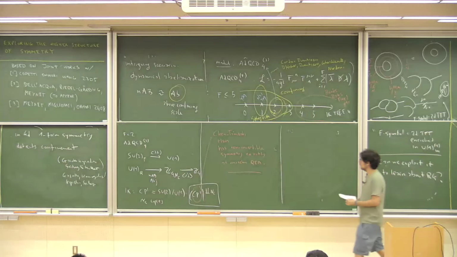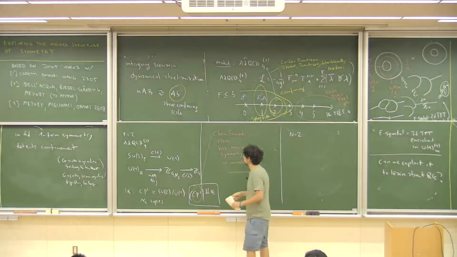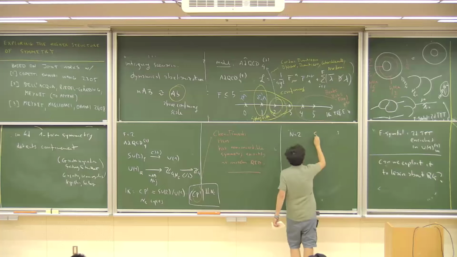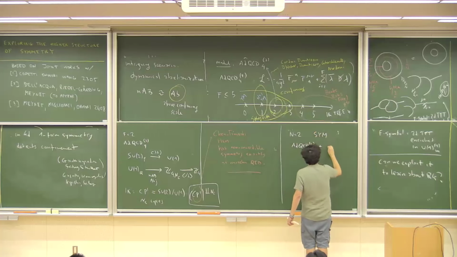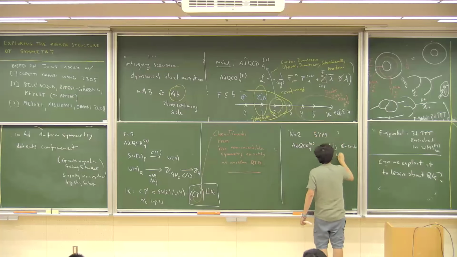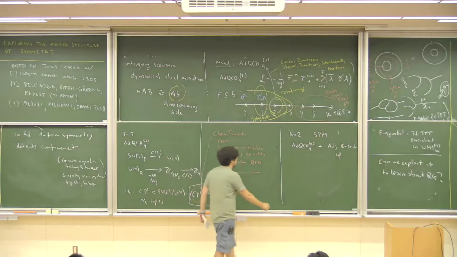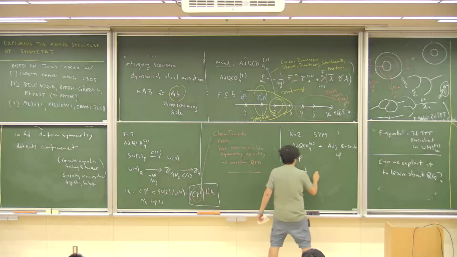So with N equal to 2 Seiberg-Witten, the idea is the following: adjoint QCD has a cousin which is N equal to 2 Super Yang-Mills, which is obtained by taking this adjoint QCD and adding an adjoint complex scalar phi. Then we have that phi and the chiral fermions form an N equal to 2 vector multiplet.